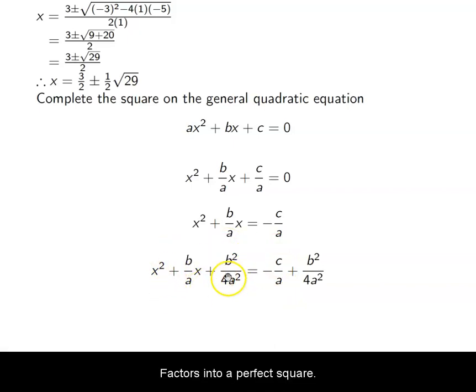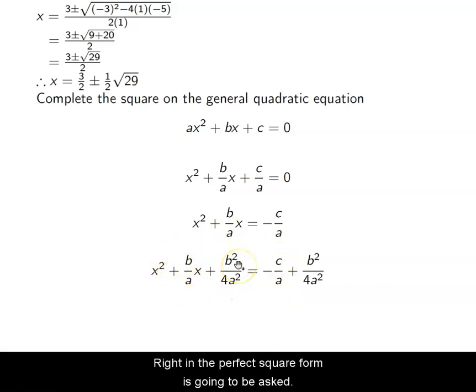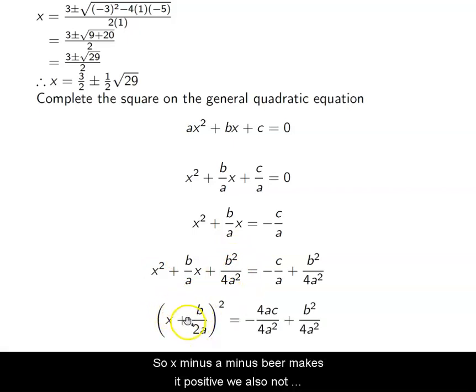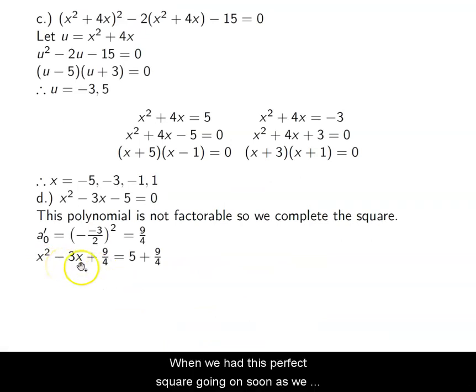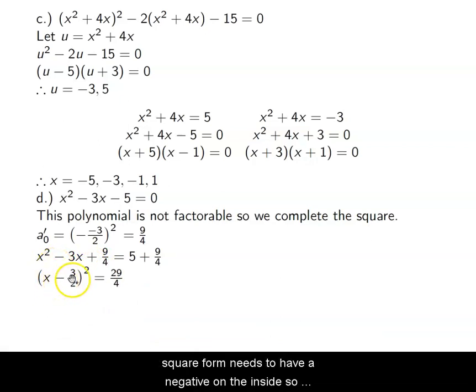This factors into a perfect square, right? And the perfect square form is going to be x minus b over 2a. So x minus, a minus b over 2a makes it positive. We also know it's going to be positive because look, positive and positive. If there was a negative here, one of these signs would need to be negative. So that also helps me to figure out what sign I need to use. I know that this is positive because everything else here is positive. If we go back to what we had here, when we had this perfect square going on, notice we had a positive and a negative going on. So our perfect square form needs to have a negative on the inside. So that's another way to quickly check to make sure your signs are correct.